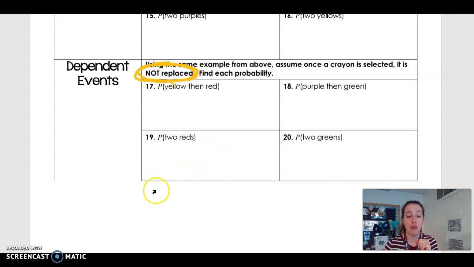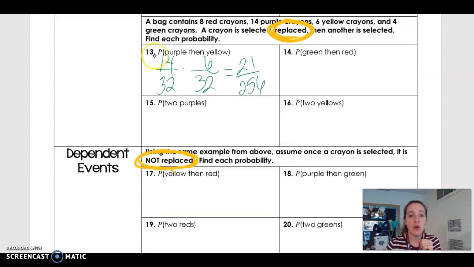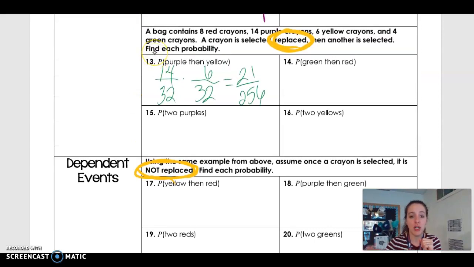So I want to look down at this one here. Let's actually do 17 first, okay? So I want to look at yellow and then red. And I'm going to scroll up just a little bit so we can see what we're talking about. So on my first grab into the bag, there's 32 crayons, and I'm looking to get a yellow one, and there are 6 yellow ones. Well, we're going to pretend that I got that yellow one, and it's out of the bag now. So when I reach in the second time, there's only 31 possibilities now, and I want to be able to get a red one. And there are 8 red ones. So that would be what I would eventually multiply there for that one.